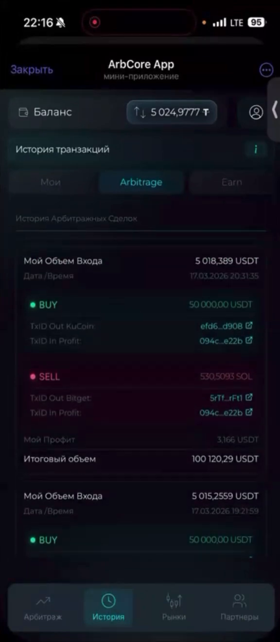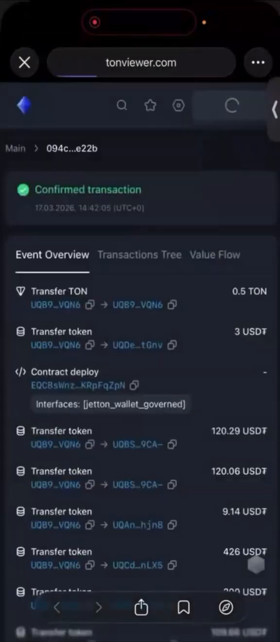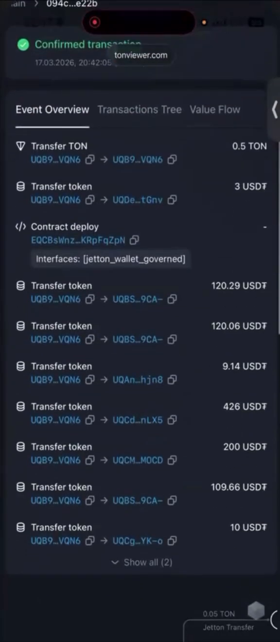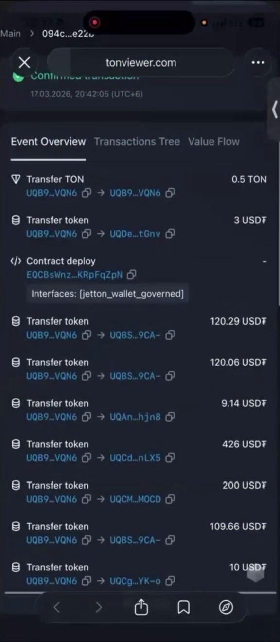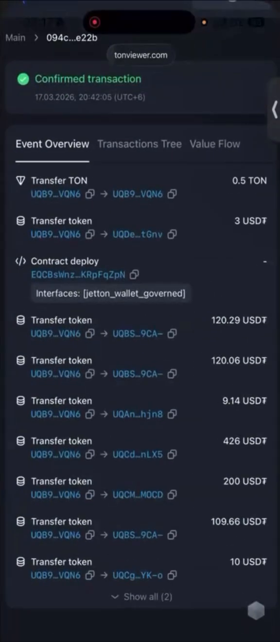The third hash of the transaction is in profit, that is, in this pool of $100,000 of my money, $5,018 participated and my profit was 3.16. In total, the company earned $120 from this volume in about an hour. Let's go to the profit section. This is the third hash at the end, and now we see the amount that was earned, 120.29. This money after the profit was sent to the 9CA contract.